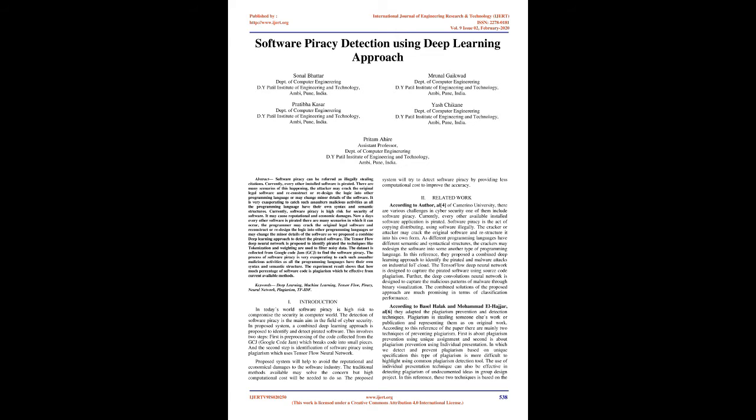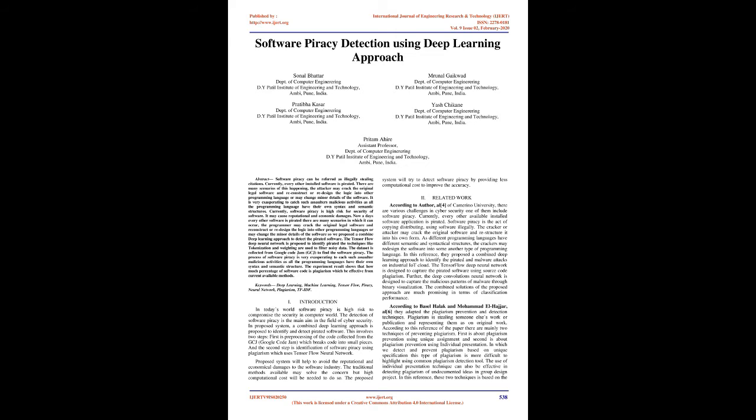In this reference, they proposed a combined deep learning approach to identify pirated software and malware attacks on the industrial IoT cloud. The TensorFlow deep neural network is designed to capture pirated software using source code plagiarism. Further, a deep convolutional neural network is designed to capture the malicious patterns of malware through binary visualization. The combined solutions of the proposed approach are very promising in terms of classification performance.